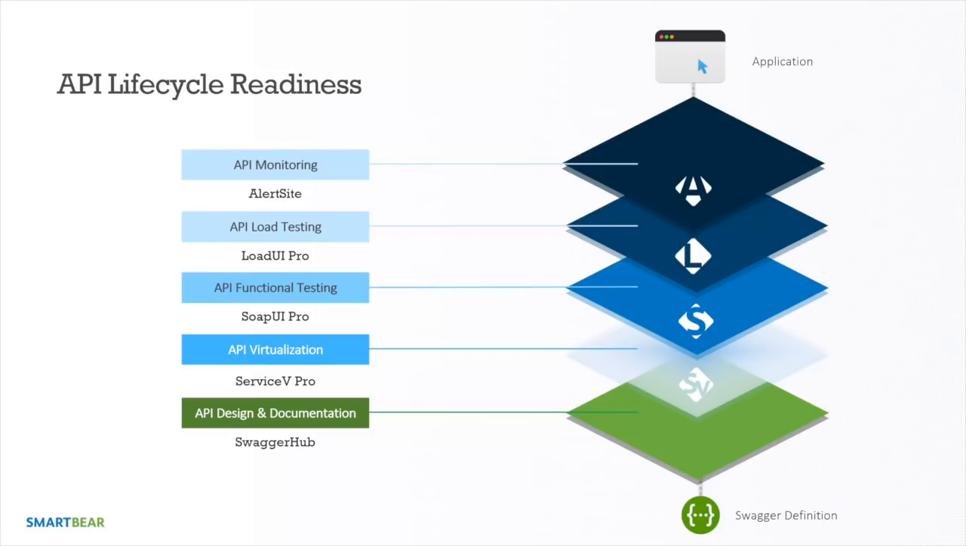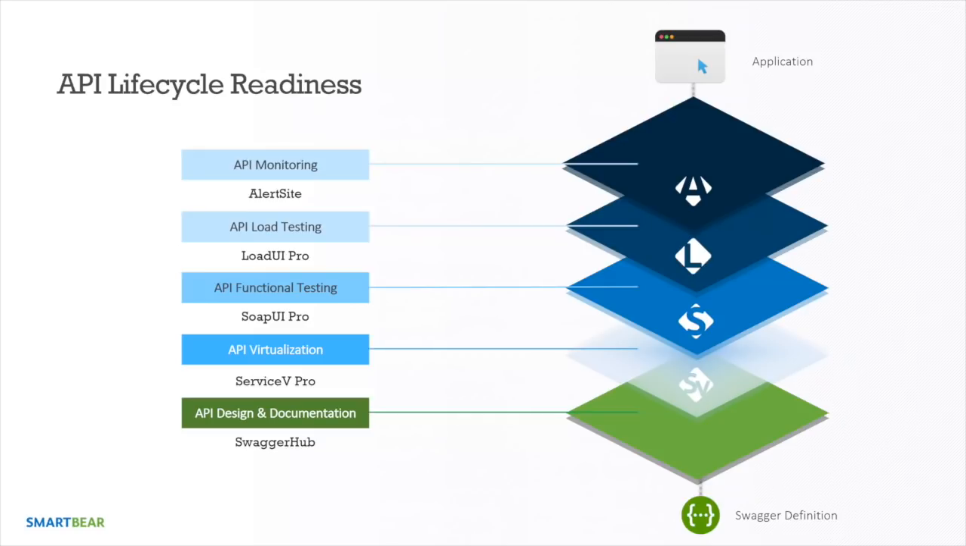Next, we have ServiceV Pro. ServiceV Pro is our virtualization tool in the Ready API platform that allows us to create a dynamic mock from a definition, from a live API, that we can then develop against, test against, and even edit on the fly. You'll see some really cool things we can do with that. Next is the functional testing layer. We have SoapUI Pro. That'll really be the star of our demo today, but that does functional and security testing.